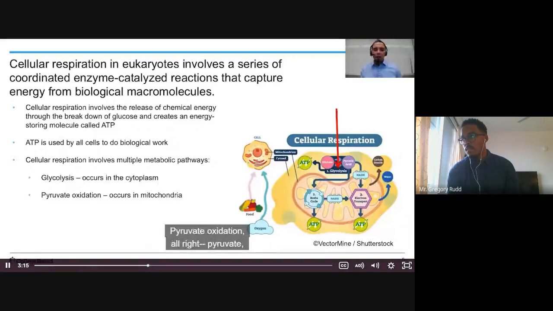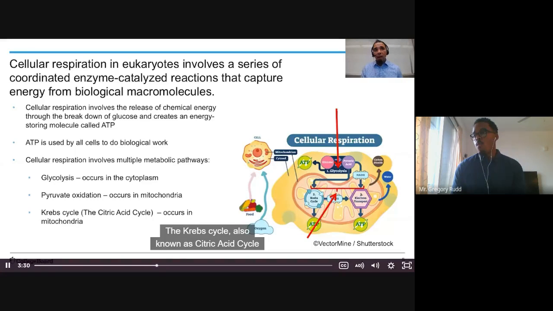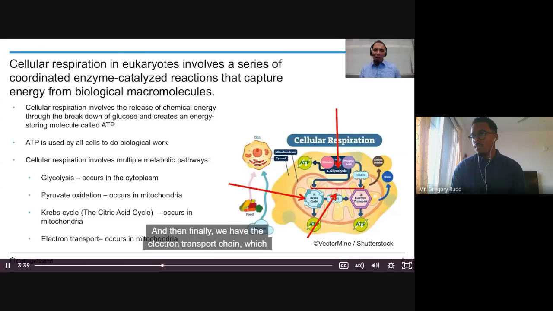Pyruvate oxidation. All right, pyruvate, right, which is one of the products of a reaction in oxidation. You're losing electrons. That occurs in the mitochondria. So you can kind of see where I put that red bracket in. And then there's the arrow pointing to that process. The Krebs cycle, also known as the citric acid cycle, occurs in the mitochondria. And so there's your Krebs cycle, also known as the citric acid cycle. And then finally, we have the electron transport chain, which occurs in the mitochondria.